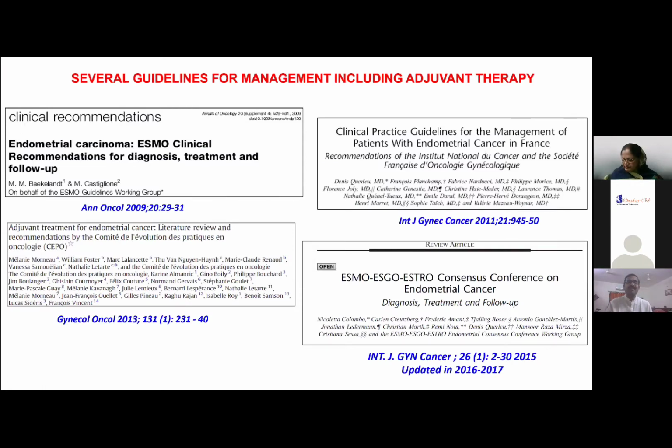In the last 10 years, there have been several recommendations and guidelines for the treatment and follow-up. For example, there were ESMO guidelines in 2009, then French guidelines in 2011, and in 2013 the Italian guidelines. What was more extensively understood and helpful in routine clinics were the ESMO, ESGO, and ESTRO guidelines, where medical oncologists, gynae-oncologists, and radiation oncologists had a consensus conference, and this came up in 2016 and was updated in 2017.